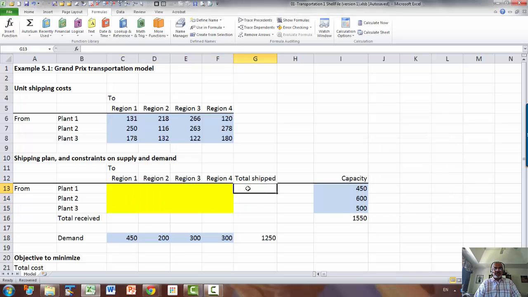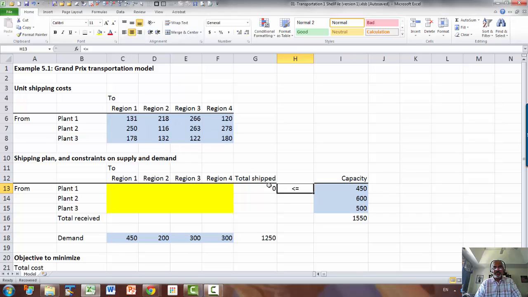Now the constraints are, if you sum this way, that would give us the total number of units shipped from plant 1 to each of the 4 regions. So that is the total amount shipped out of plant 1, and that has to be less than or equal to the capacity. Let's put that at the center. So that's one set of constraints for us. Total shipped in each of these 3 plants should stay within the capacity.